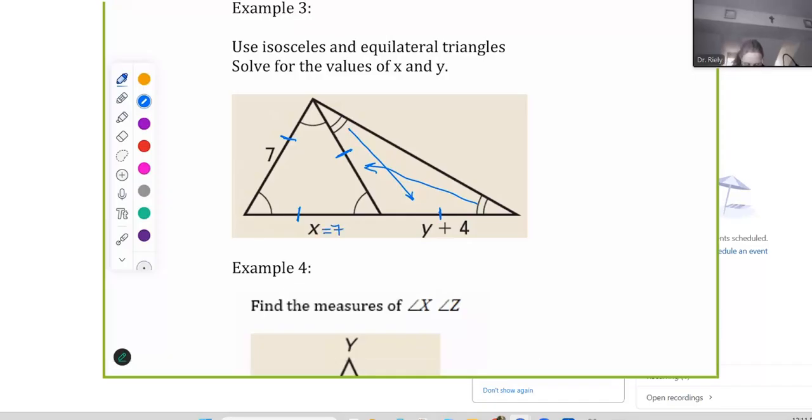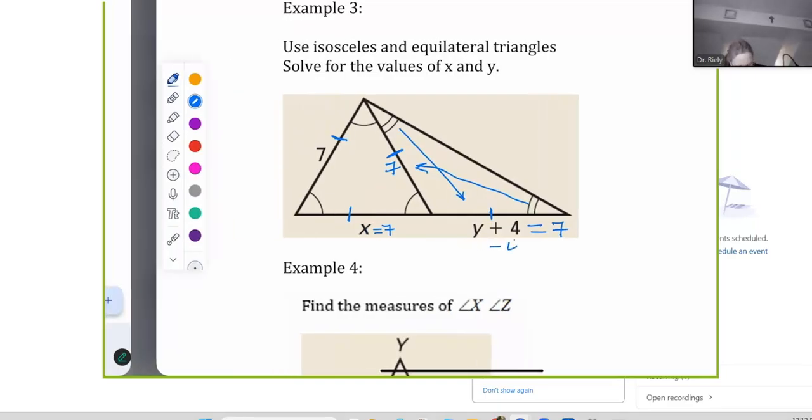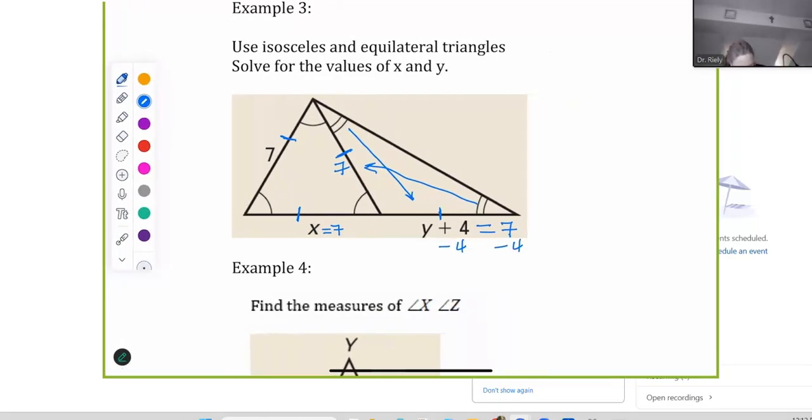So what do I know about y? So let's think about this. What do I know? So if I know that, doesn't this have to be 7? So doesn't this have to equal 7? And if that's the case, subtract 4, and you're going to get y equals 3. So we solve both of these problems by just analyzing the triangles that we were given. Okay, so look at that again. Make sure you understand what I just did.